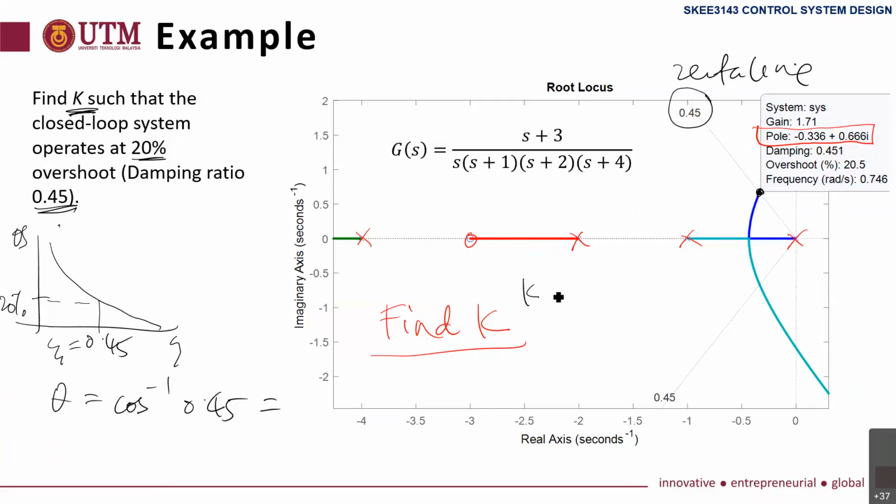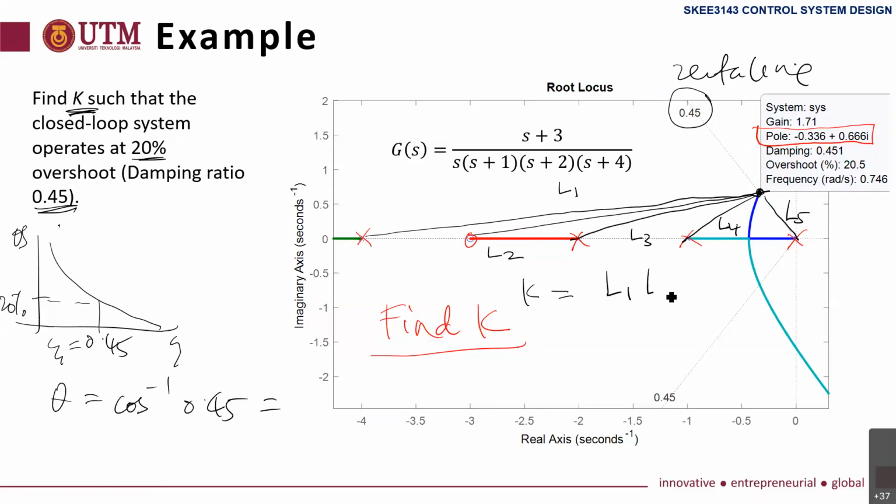How can we get K? K is obtained by taking the length L1, L2 here, here L3, L4, L5. K is L1, L3, L4, L5 divided by L2. So all poles divided by all zeros.